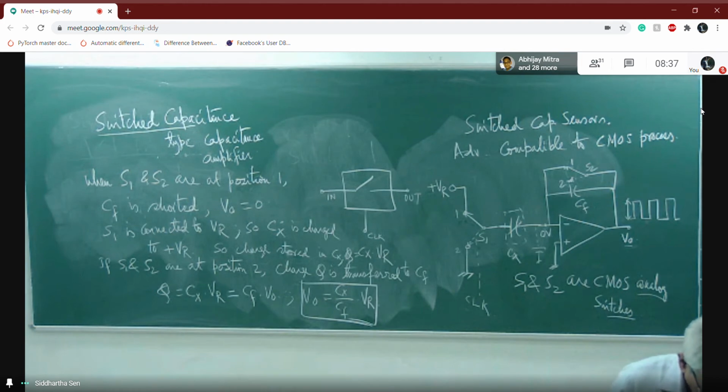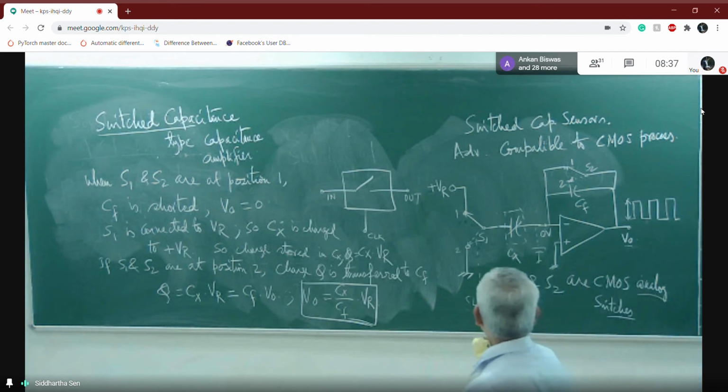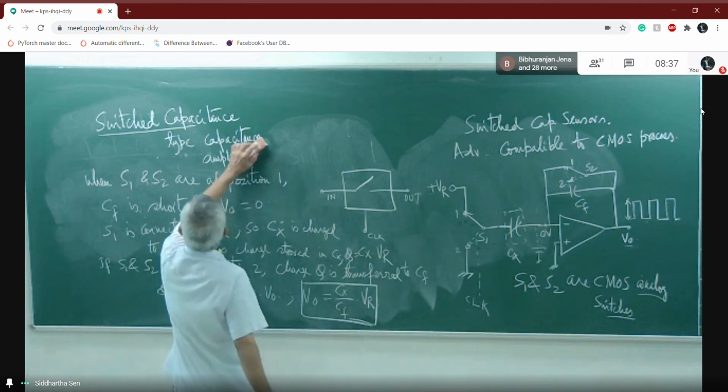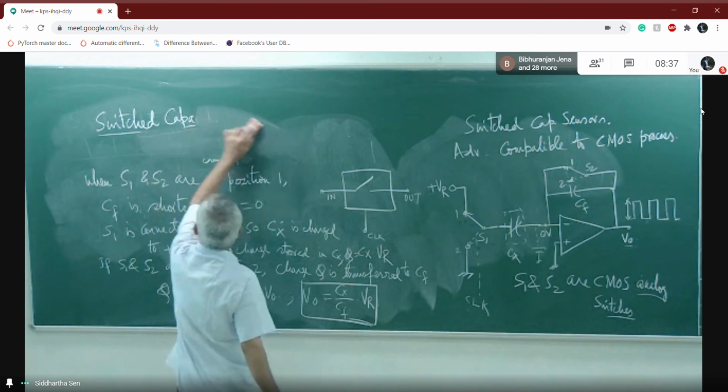So I would be closing this one, but before that, I will be discussing some applications, some typical sensor configurations.